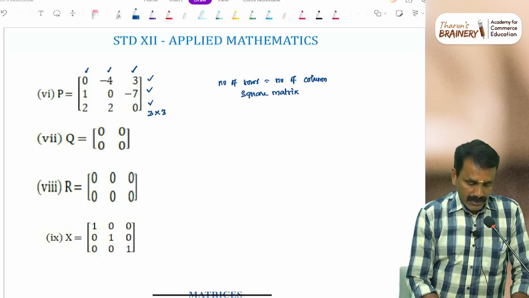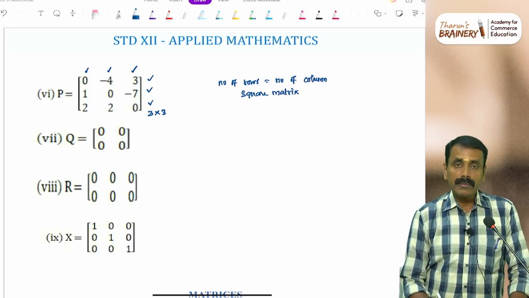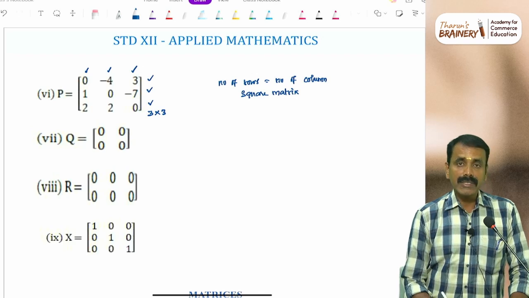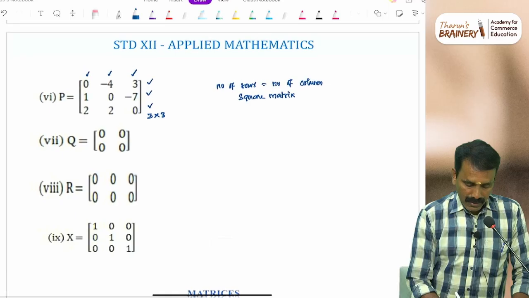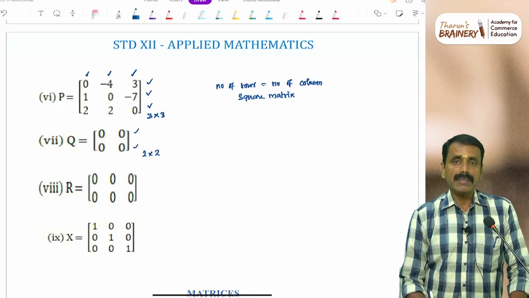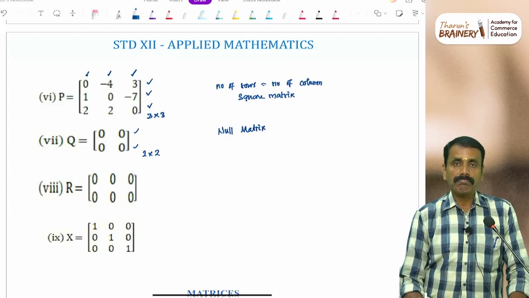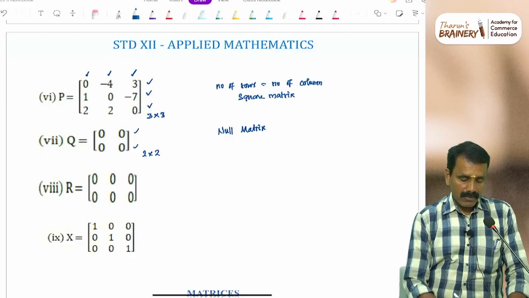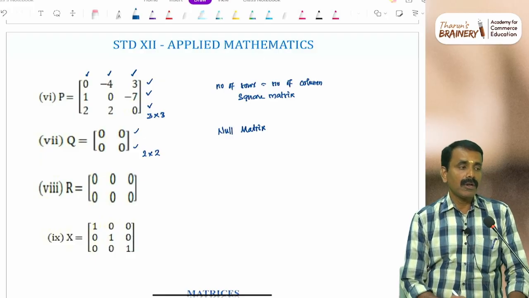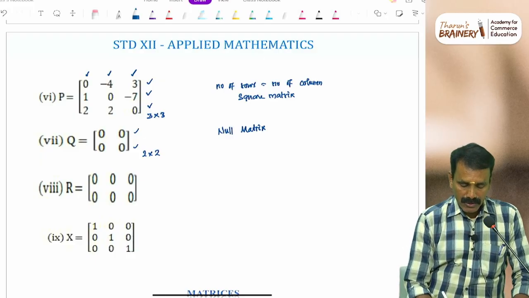Next one, [0, 0; 0, 0]. It is very easy to see that all the elements are 0. First row, second row, so it is 2 rows and 2 columns. So, 2 by 2. Since all the elements are 0, this is called a null matrix. Now, see the other one, R is equal to [0, 0, 0; 0, 0, 0]. Here also all the elements are 0, so this will also be given the name null matrix.